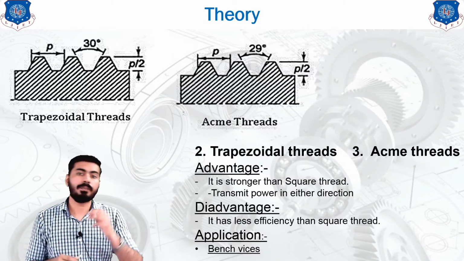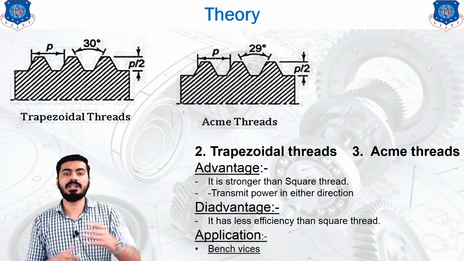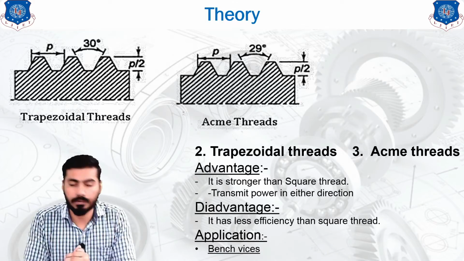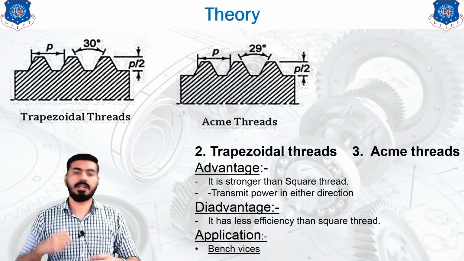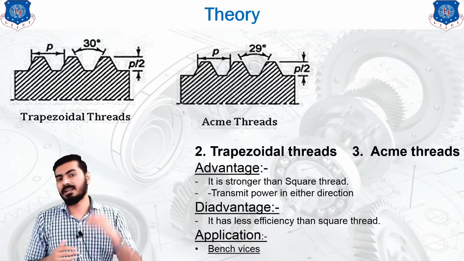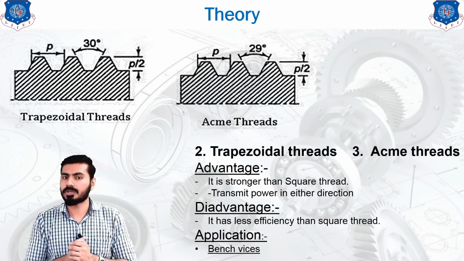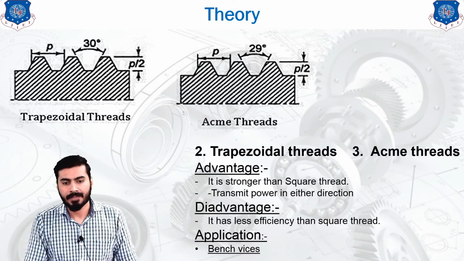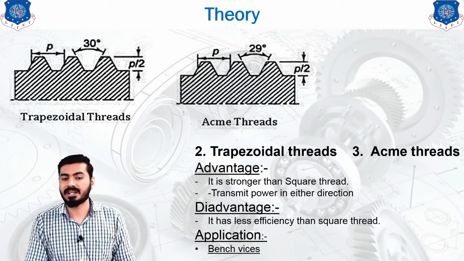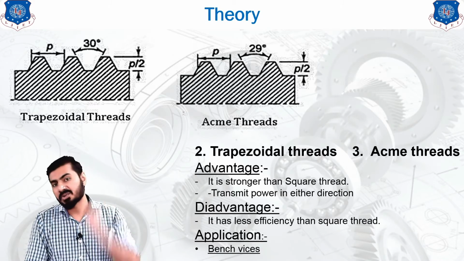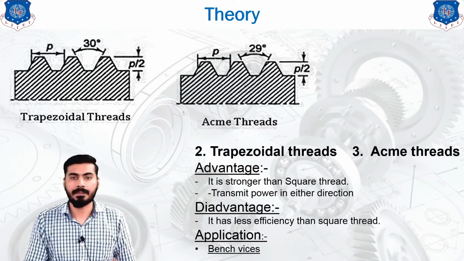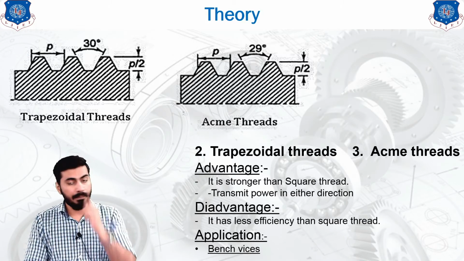So if you want to compromise with the efficiency factor, then you can go with the trapezoidal or acme thread. But if efficiency is your criterion, then you must go with the square thread only. So the application of this type of thread is in the bench vise, where strength is required and efficiency is not a big thing from the design point of view.